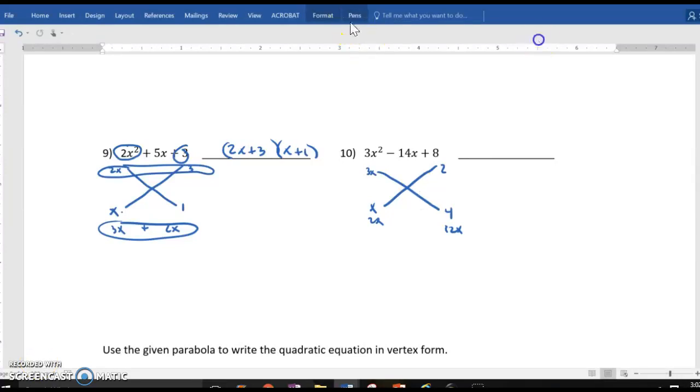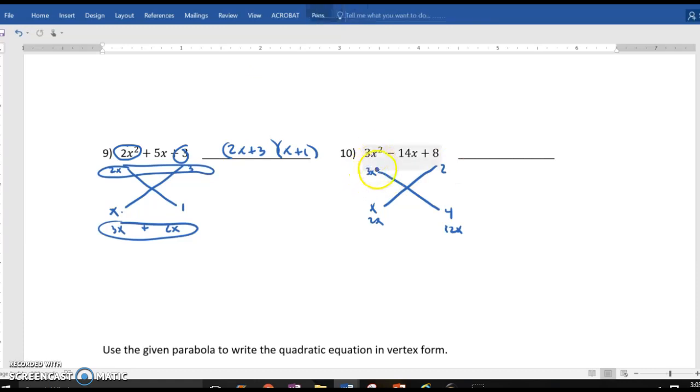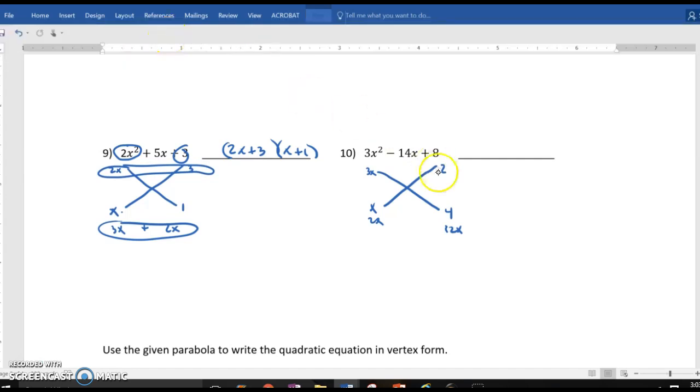All right, I am going to continue with this problem again. Just to let you know, this side has to multiply to give you the 3x squared, and this side has to multiply to give you the 8. So what multiplies to give you 3x squared? 3x and x. What multiplies to give you 8? 2 and 4. But we have to check to make sure we get negative 14x.